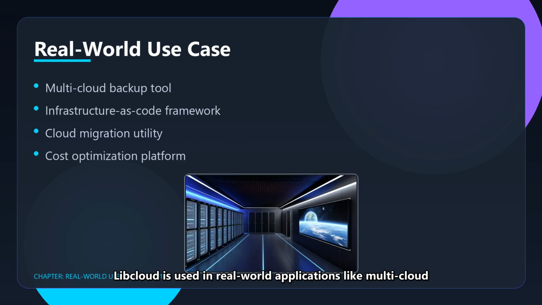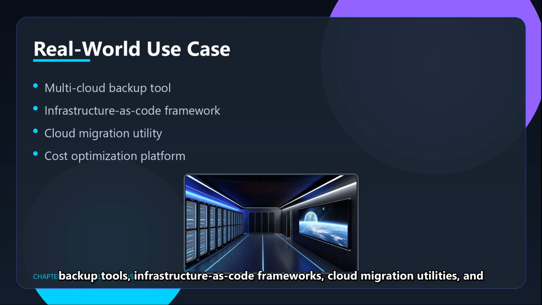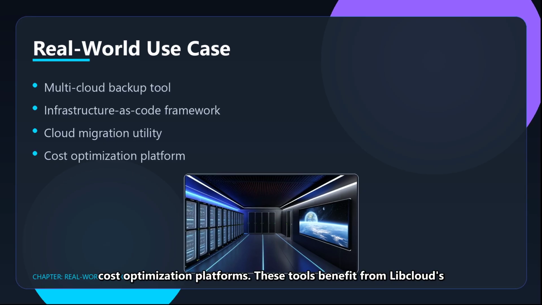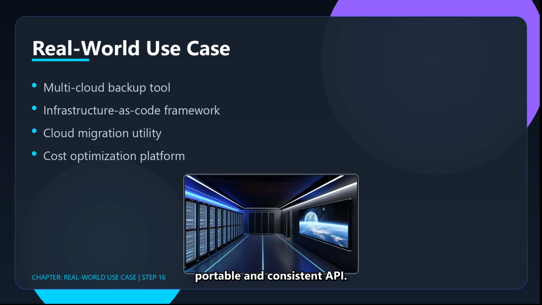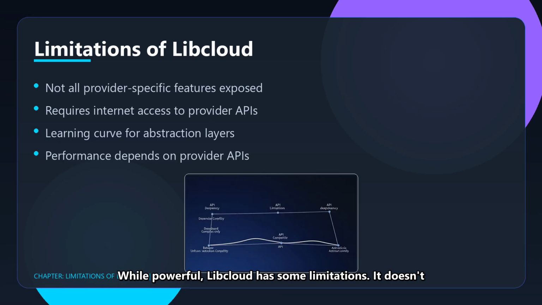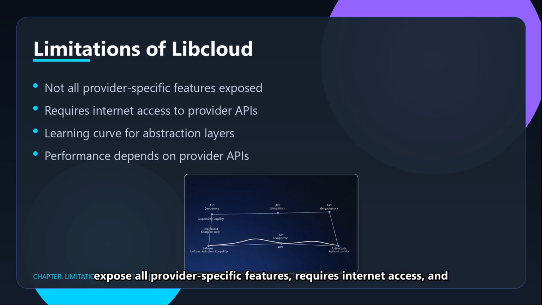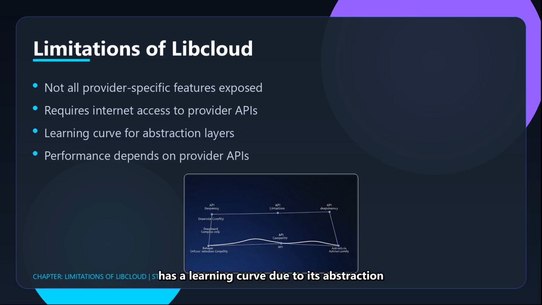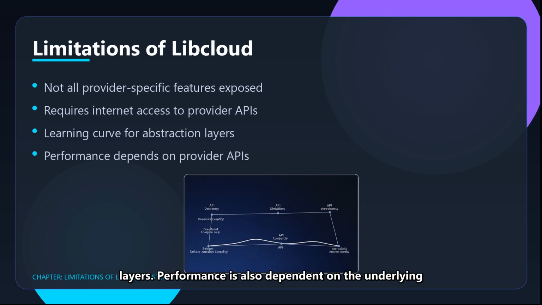Libcloud is used in real-world applications like multi-cloud backup tools, infrastructure as code frameworks, cloud migration utilities, and cost optimization platforms. These tools benefit from Libcloud's portable and consistent API. While powerful, Libcloud has some limitations. It doesn't expose all provider-specific features, requires internet access, and has a learning curve due to its abstraction layers.